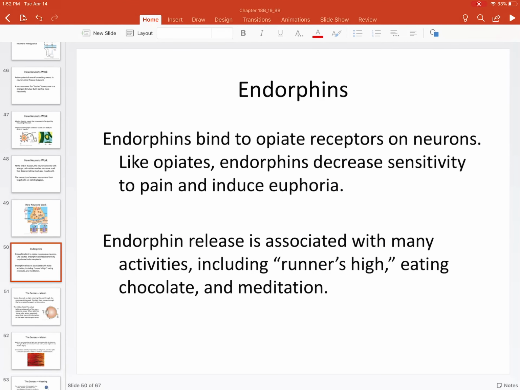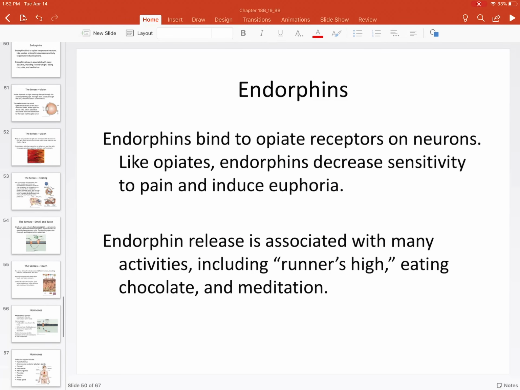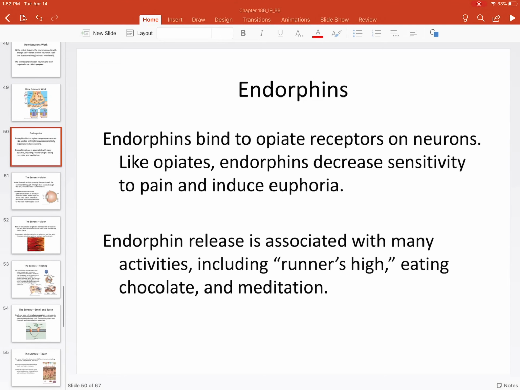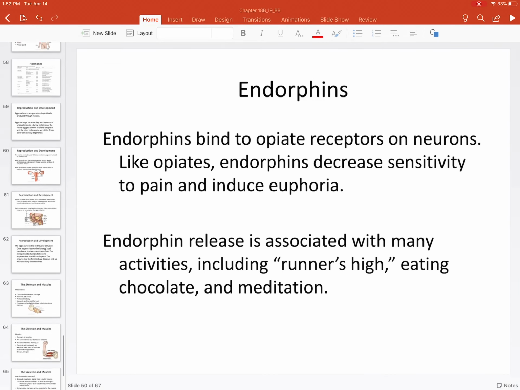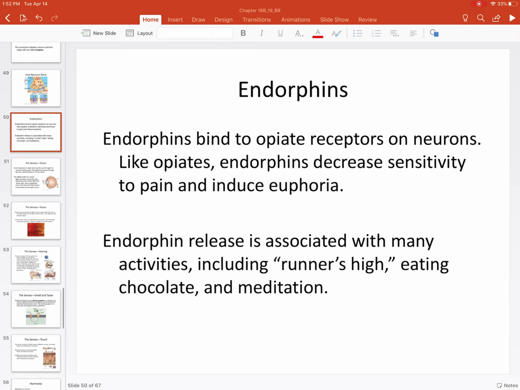All right, so we'll talk about endorphins, and then we'll take a break and come back and do some about senses, and then reproduction, I think, and then skeletal muscles, okay?